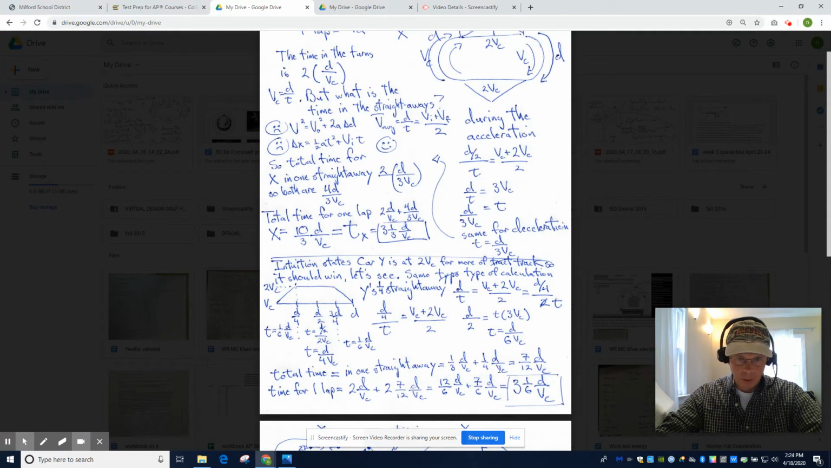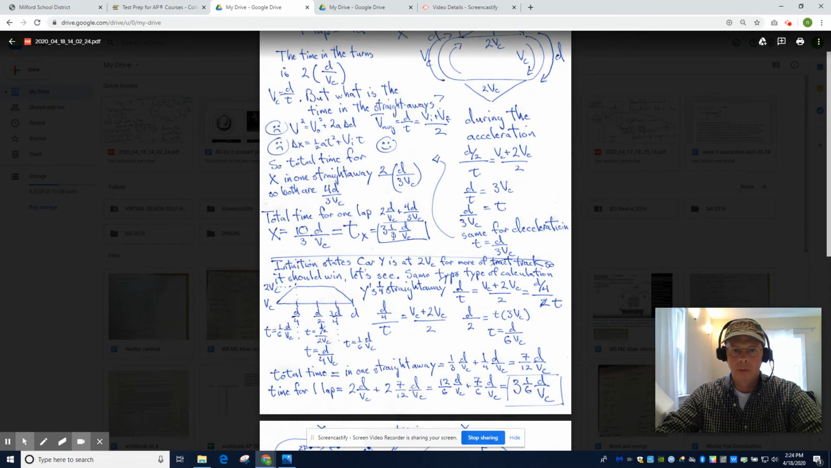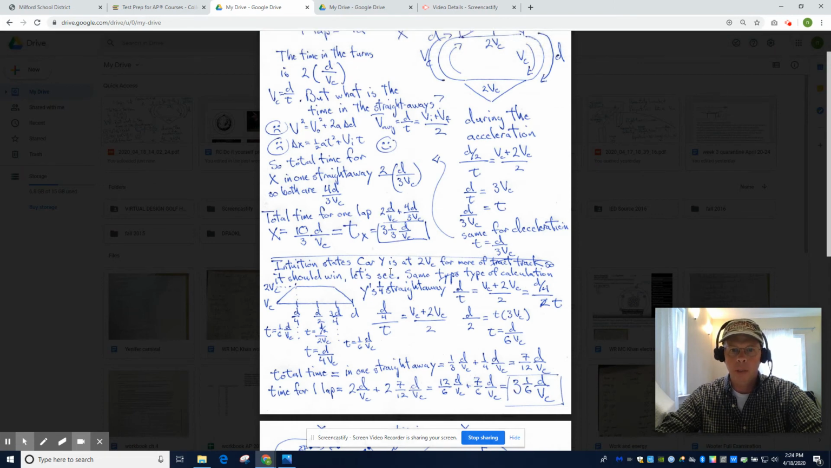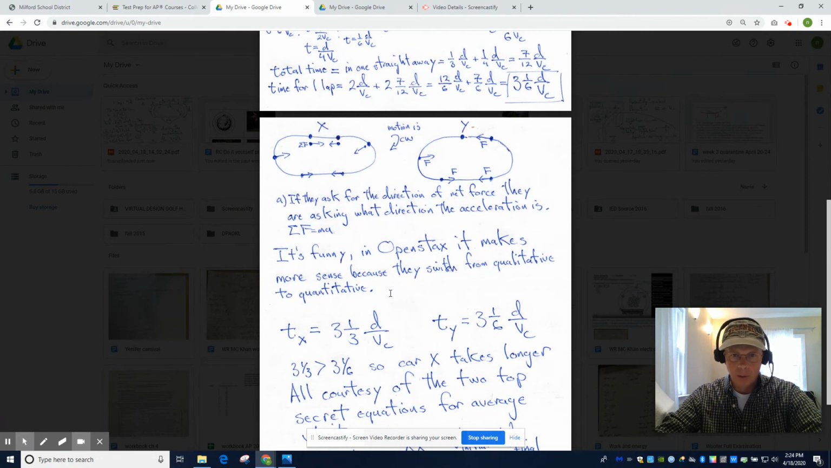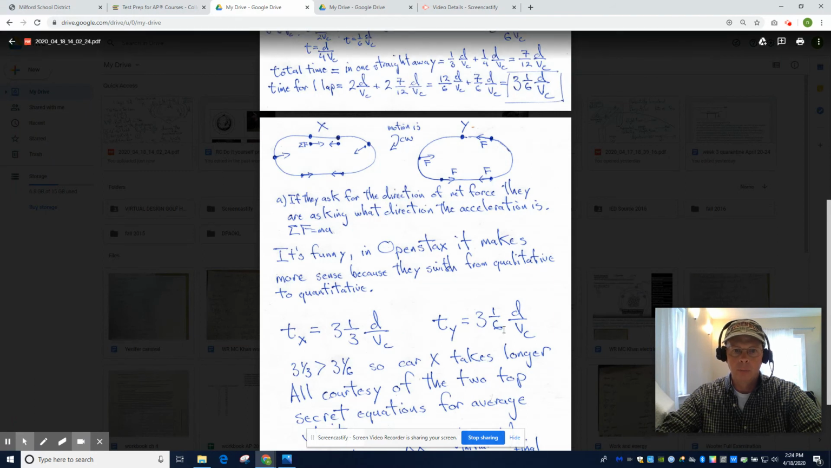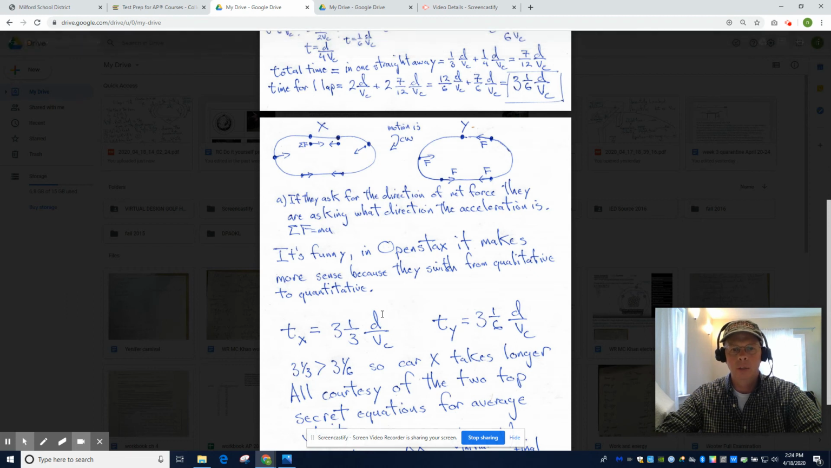We got to do that twice. There are 2 straightaways. That's why I'm doubling it. And then we got to add it to the 2 turns. So if I can do my common denominator trick, I get 3/6 D divided by VC. Well, 3/6 is less than 3 1/3, so I think that's the quantitative comparison they were asking for. Here's the quantitative comparison. This is a greater time, 3 1/3 compared to 3 1/6. That's why X loses.